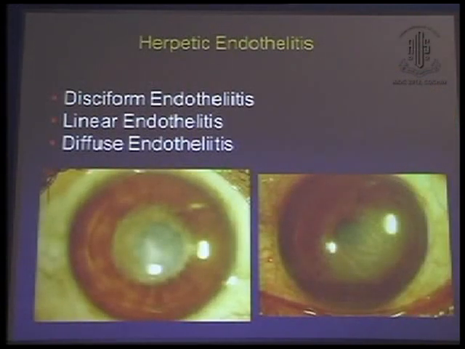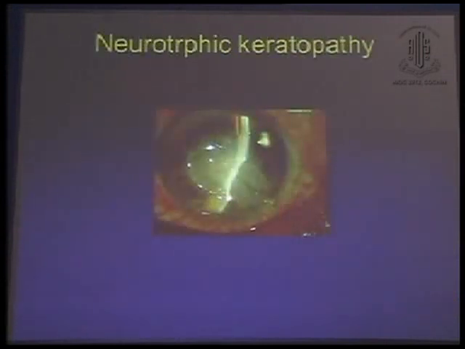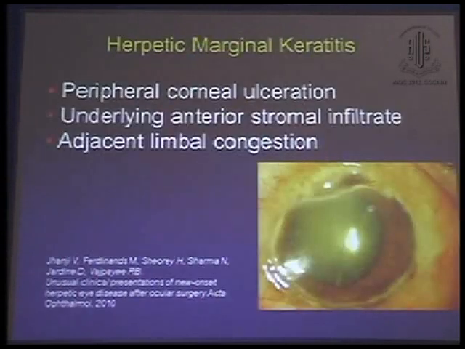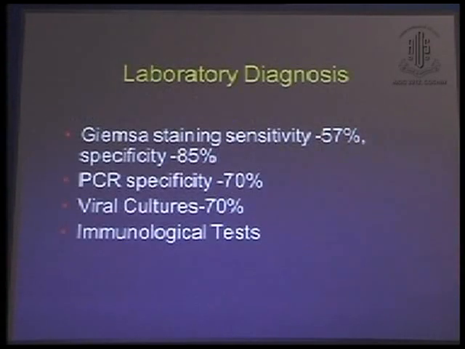Herpetic endothelitis, on the other hand, could have a disciform pattern, could have a linear pattern, or could be diffuse. And apart from this, there could be neurotrophic keratopathy or metaherpetic keratitis, which occurs in the long run, which has classically scalloped margins. It can also present as a marginal keratitis. Herpes is a masquerader. It can present almost as about anything that you can imagine, as a peripheral corneal ulceration with underlying anterior stromal infiltrate and adjacent limbal congestion.